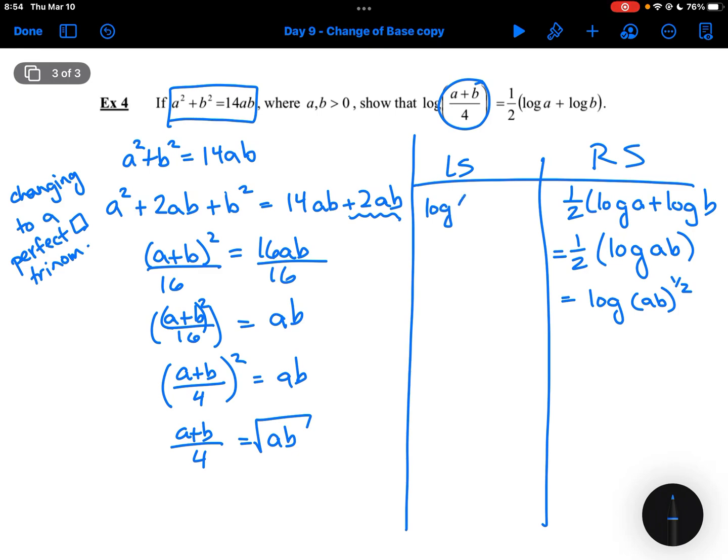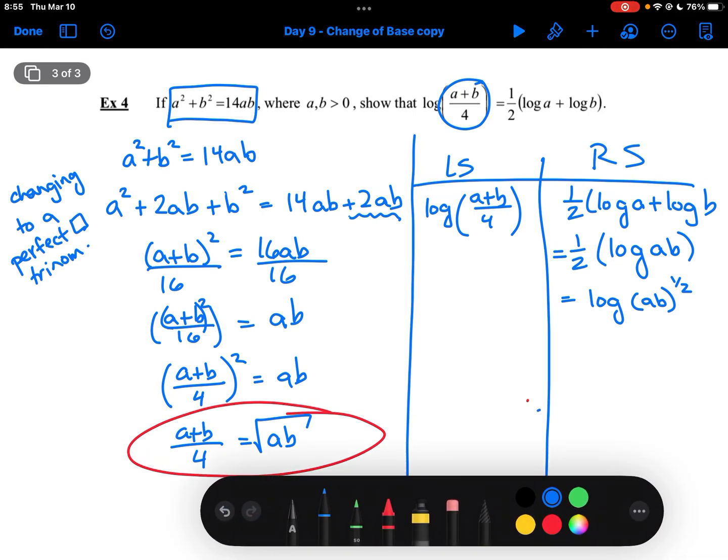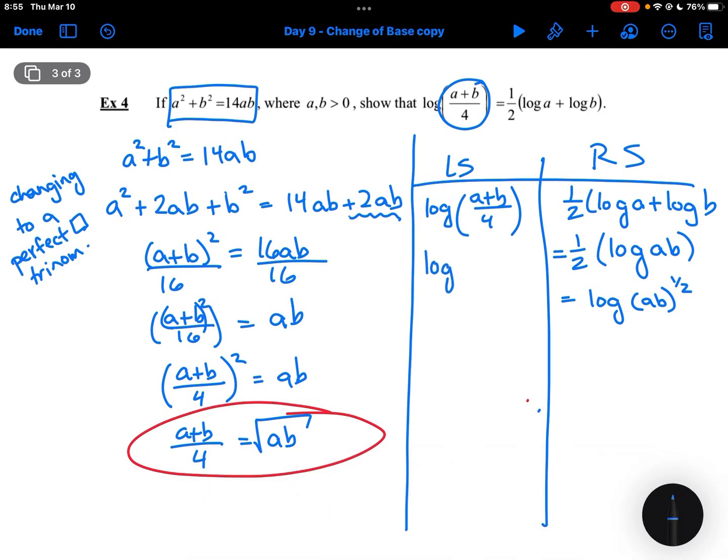So now I'm going to start with my left side. So I've got log A plus B over 4. But I already did this. I used the expression that I was given to create a replacement for that argument. So now I've got log of AB to the 1/2, which means that my left side is equal to my right side. So the proofs are kind of interesting. You can use some of the properties of logs to manipulate expressions to show that they are true.